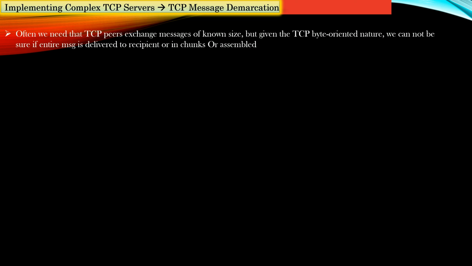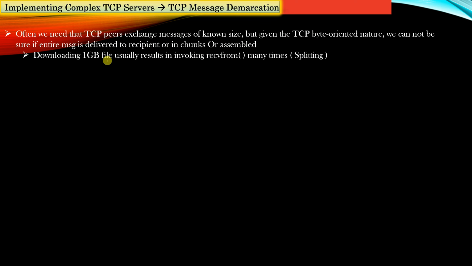So guys, we have discussed the byte-oriented nature of the TCP protocol. And being byte-oriented is not a problem. In fact, TCP is designed this way. So very often we need TCP peers to exchange messages of known size. But given TCP's byte-oriented nature, we cannot be sure if the entire message is delivered to the recipient application, or if it is delivered in chunks or assembled. Alright, and I have already shown the demonstration of this problem.